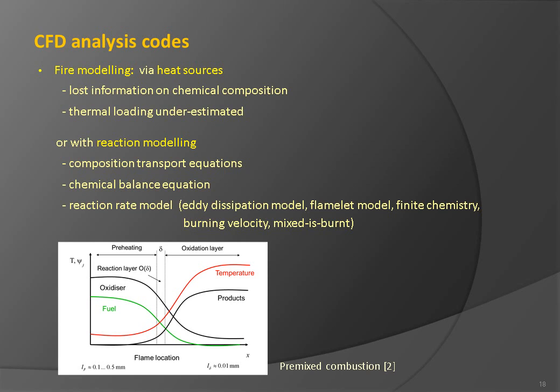The diagram shows how the composition and temperature vary across the fire front in premix fire conditions, where fuel and oxidizer are on one side of the reaction zone and the combustion products at significantly higher temperature on the other. As you can see, the reaction zone is a very thin layer with an approximate thickness of 0.01 mm.